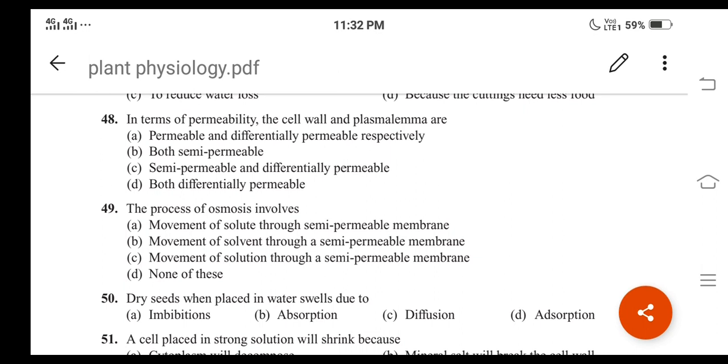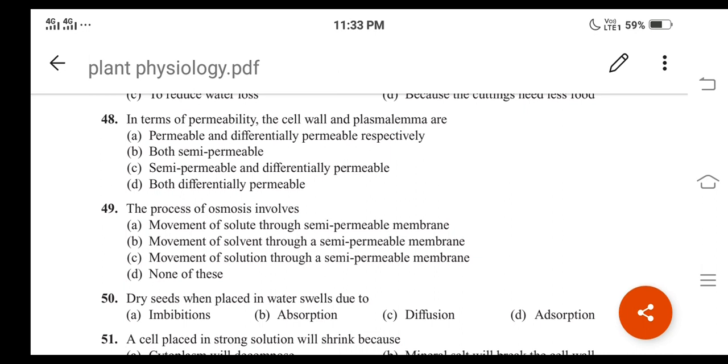And we know that the permeability of the cell wall is 100% permeable only, permeable nature, right? And the plasma lemma or plasma membrane, normally we mention it as a semi permeable membrane, but sometimes it can act as the differential permeable membrane, right? Okay, so option A is the correct answer. Then let us move on to the next question, question number 49.